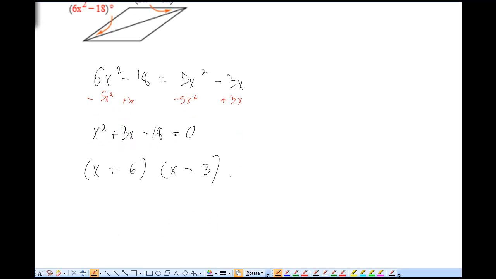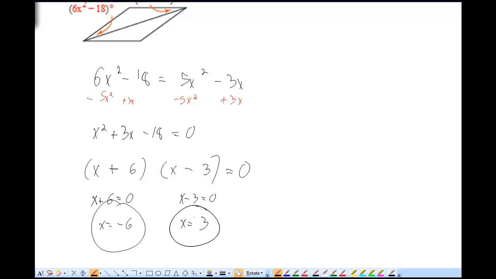Now here's the thing. This is now equal to 0, because if this quadratic is equal to 0, these factors are equal to 0. So don't make the mistake of going, oh, my solutions are positive 6 and negative 3. It's actually, if you set the factors equal to 0, the solutions are x equals negative 6 and x equals positive 3. Now only one of these solutions will check out.